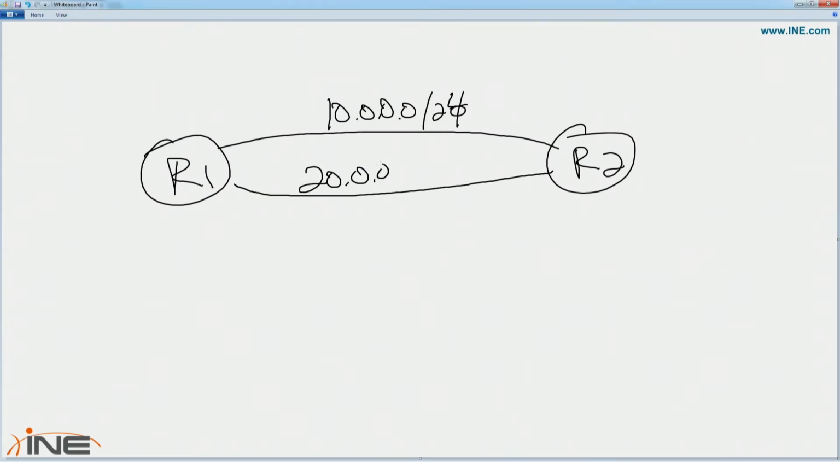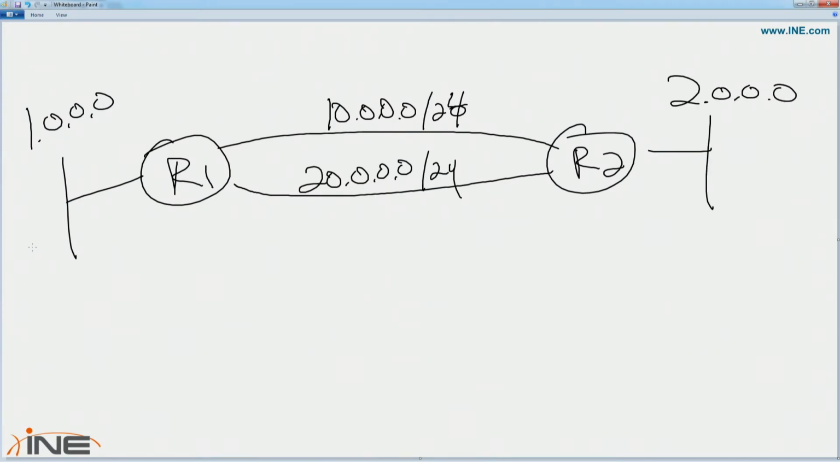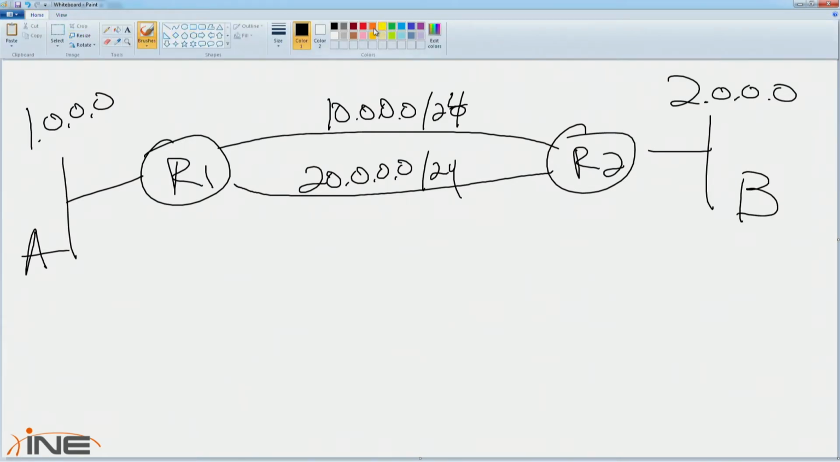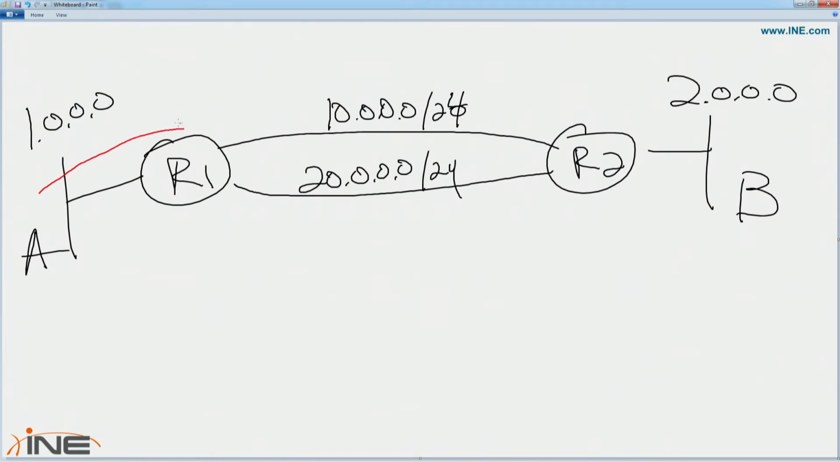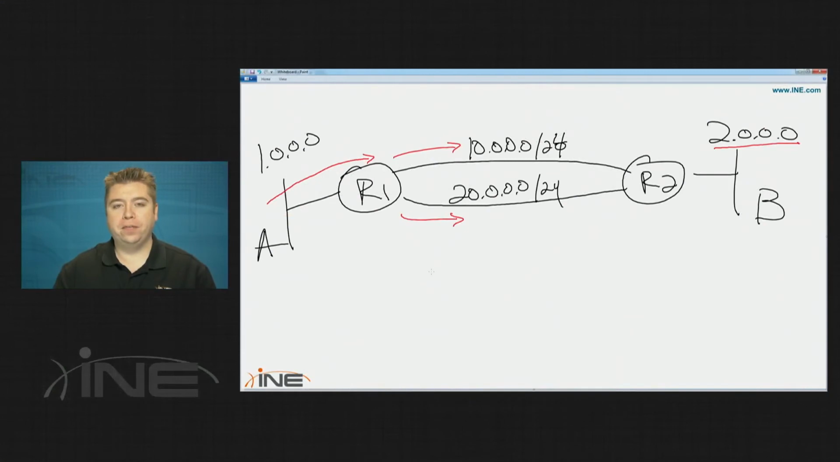This is 20.0.0.0/24. Then we have 2 different LAN segments. We have 1.0.0.0 and we have 2.0.0.0. So we have a host A that's trying to reach B. From a layer 3 routing point of view, when the packet goes this direction, router 1 is going to say, I have a route to the 2 network via this interface and via that interface. Assuming that the routing cost is equal, like the OSPF cost is the same, the EIGRP composite metric is the same, the IS-IS metric is the same, then we should be able to do load balancing between those 2 links.